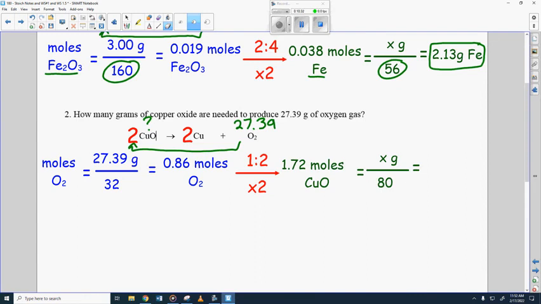And lastly, what do I do to both sides to get mass by itself? That's right. So 1.72 times 80. I got 137.6. And what are the units on that? It's going to be grams. That's grams of CuO. CuO, yep.